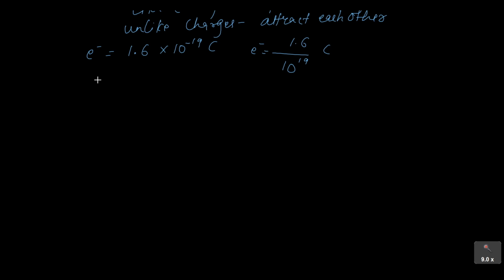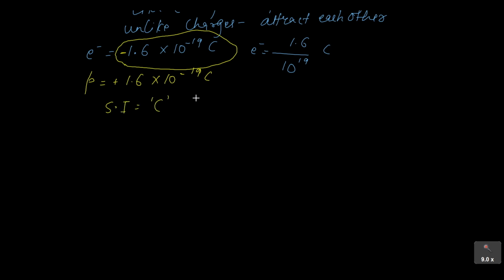The charges of proton and electron are equal in magnitude; only the nature of the charge differs, negative and positive. So I can write a negative sign for the electron, and for the proton I will write plus 1.6 times 10 to the power minus 19 coulomb. The SI unit for charge is C, which stands for coulomb, named after a scientist.